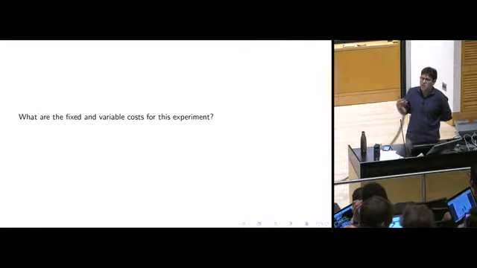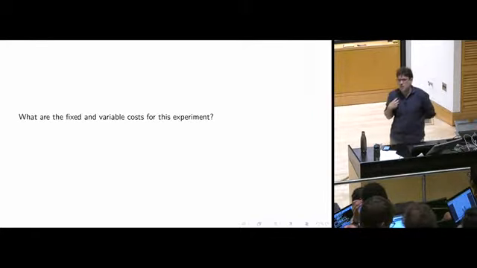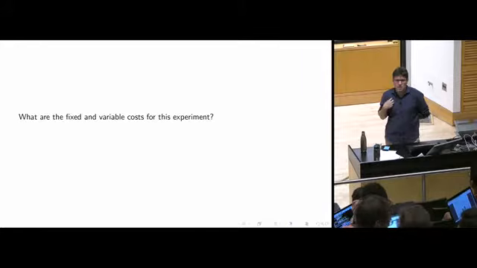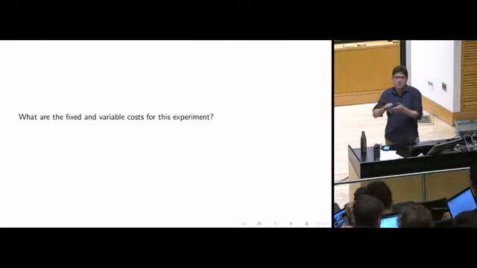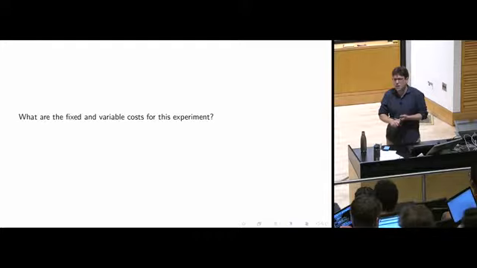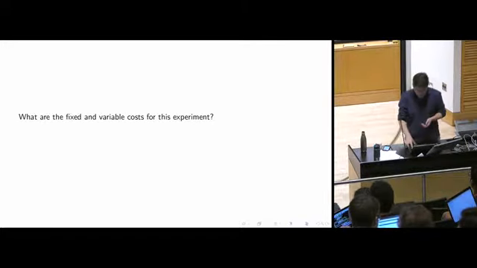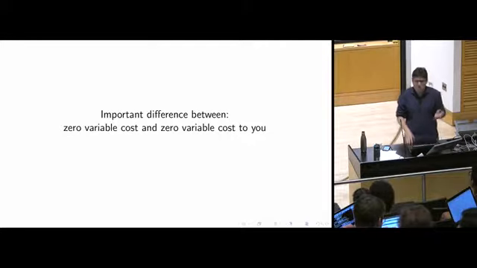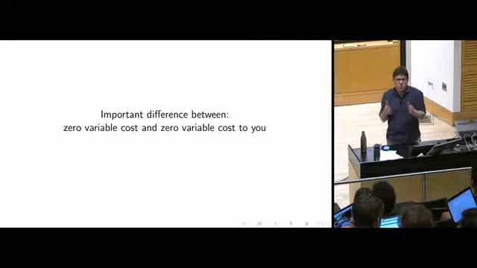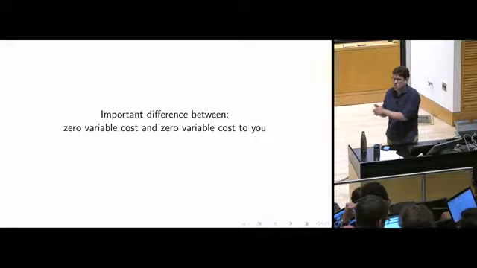So I want to be clear, though, about what the costs are in this experiment. In the way that I've described it, I've only described the cost to me as the experimenter, right? I've said, how long does it take me to get the email addresses? How long does it take me to send the emails? How long does it take me to track the responses? And there's an important group of people whose time is not being counted, and that is the participants, right? So there is a very important difference between zero variable cost and zero variable cost to you.